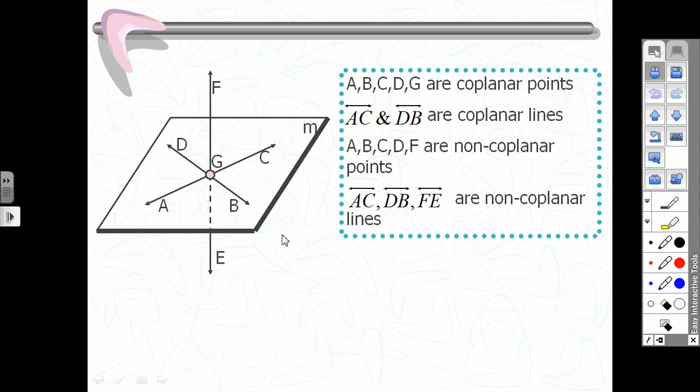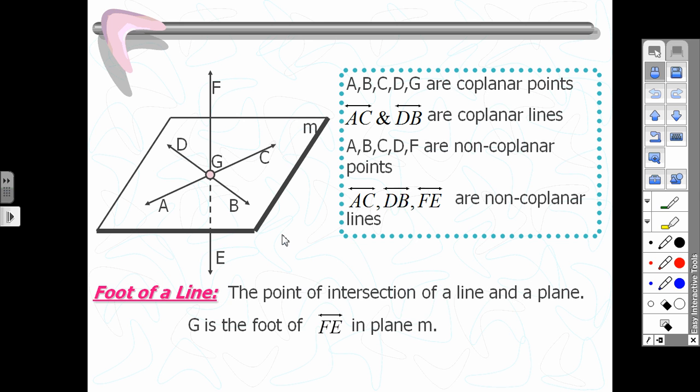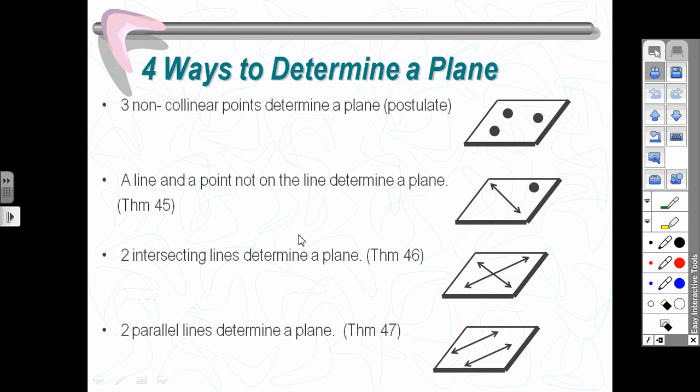Here's another definition for you: the foot of a line. If a line intersects a plane, it's going to kind of punch a hole through that plane, right? And that hole is probably pretty small. It's just a point. So when a line passes through a plane, the intersection is a point, and that point is called the foot of a line. In this particular example, G, right here, is going to be the foot of line FE in plane M. Okay? All right, moving on.